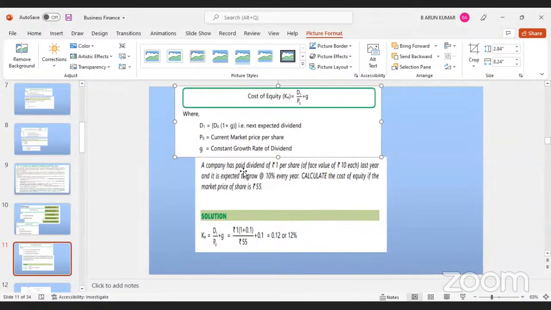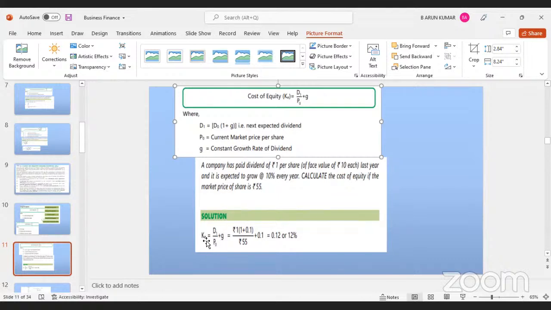See the problem. A company has paid a dividend of 1 per share, and the face value is 10 rupees last year, and it is expected to grow 10% every year. Every year the company pays a fixed dividend, but from this year to next year equity shareholders are expecting 10% more dividend. So calculate the cost of equity. The market price of the share is 55 rupees. Now we just incorporate the problem into this formula.